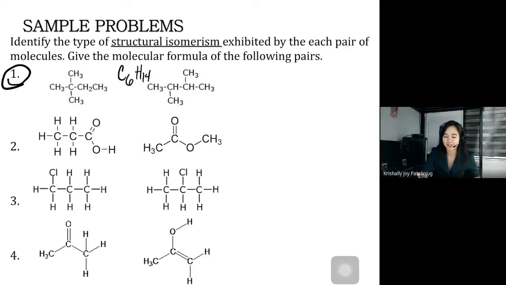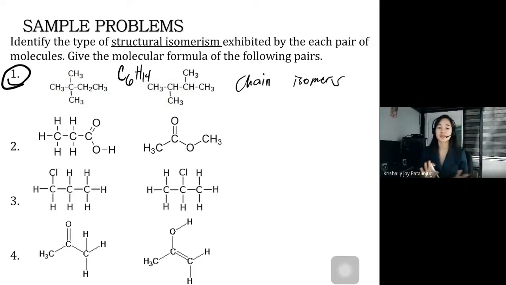Okay, very good. They are chain isomers. They are isomers of each other. Chain, because both are alkanes. They differ only because of branching. The branching was just moved. Okay. Number 2.